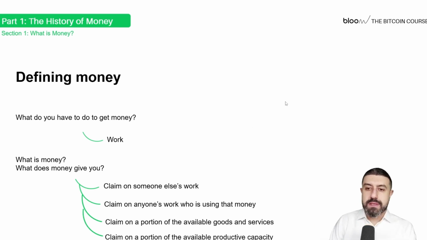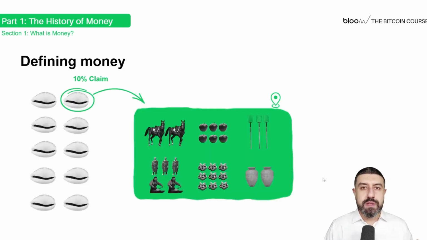So let's look at it through an example. Let's say you live in a specific region, in a specific country. And in this country, there's all these goods and services available. There's all this productive capacity available. There's some blueberries, there's apples, there's horses, there's some workers. And in that economy, in that country, people are using cowrie shells as money. And there are 10 shells in that economy. That's the total money supply. That's the total amount of units available.